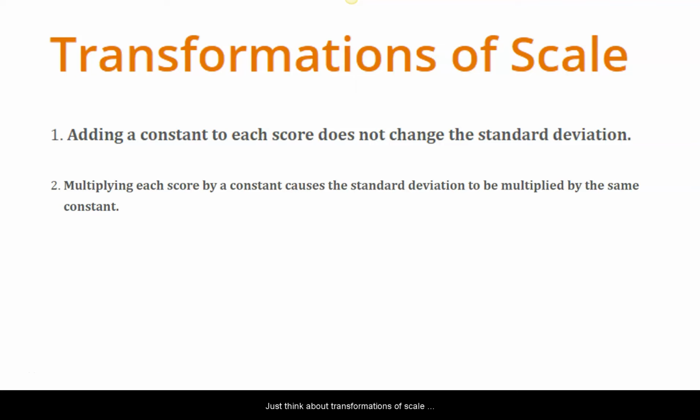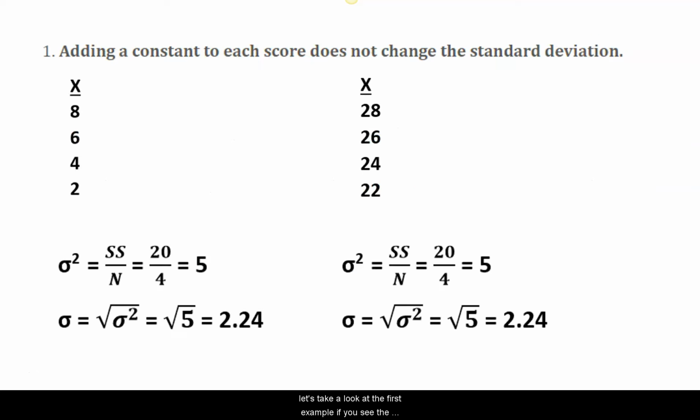Let's think about transformations of scale when it comes to the standard deviation. I want to illustrate two things. One is that adding a constant to each score does not change the standard deviation. And then number two, of course, multiplying each score by a constant does change it, and it will be multiplied by that same constant. Let's take a look at the first example.